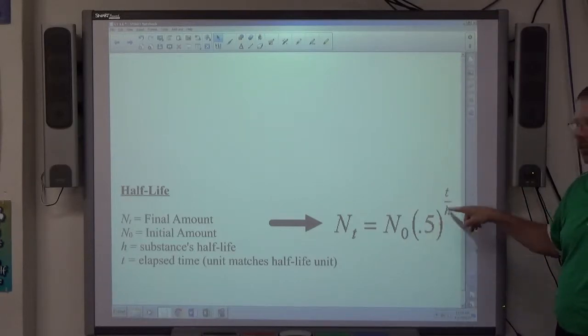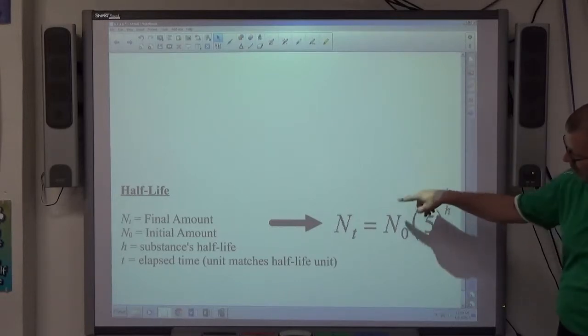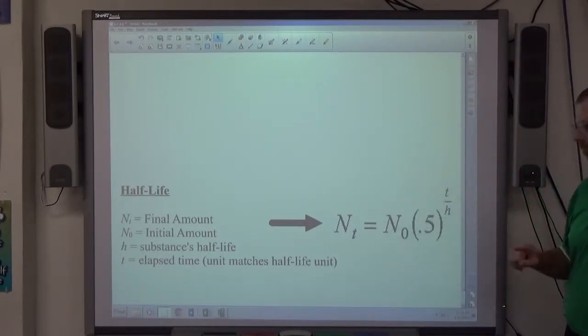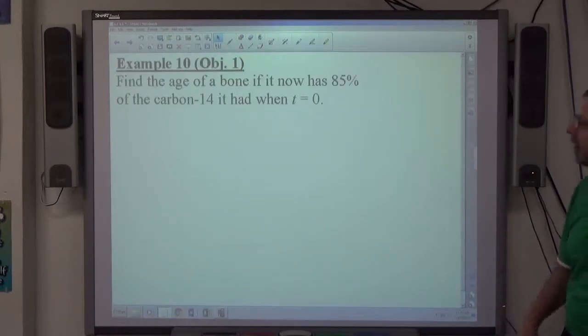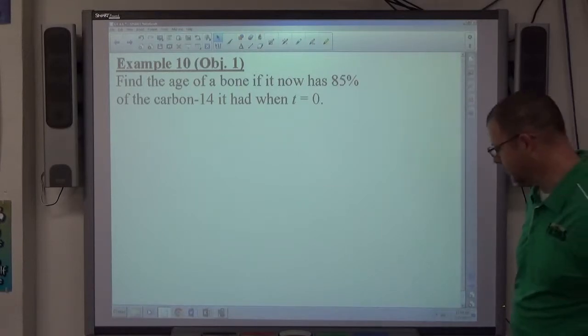0.5, or 1/2, to the t over h power, times the initial amount, is the way you'd evaluate it too. So that times that to that power, then multiply, gets you the final amount. So with that in mind, find the age of a bone if it now has 85% of the carbon-14 it had when t equals 0.